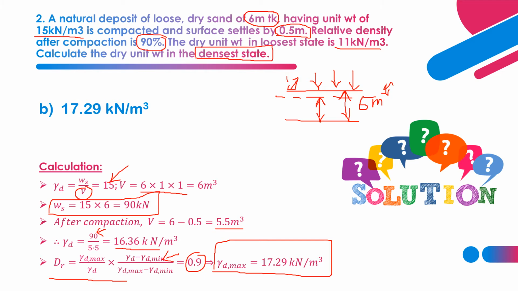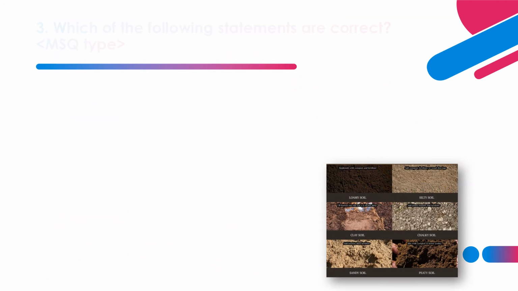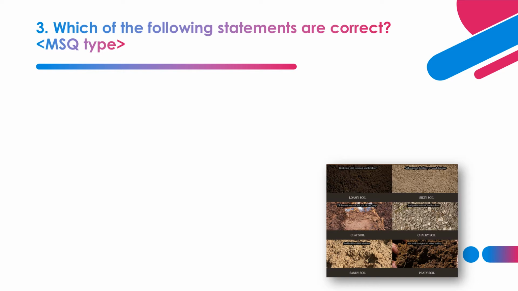Now let's move on to the third one. Which of the following statements are correct? This is a question of MSQ type. MSQ means multiple select questions, multiple select answer actually. That means it can have more than one option correct.